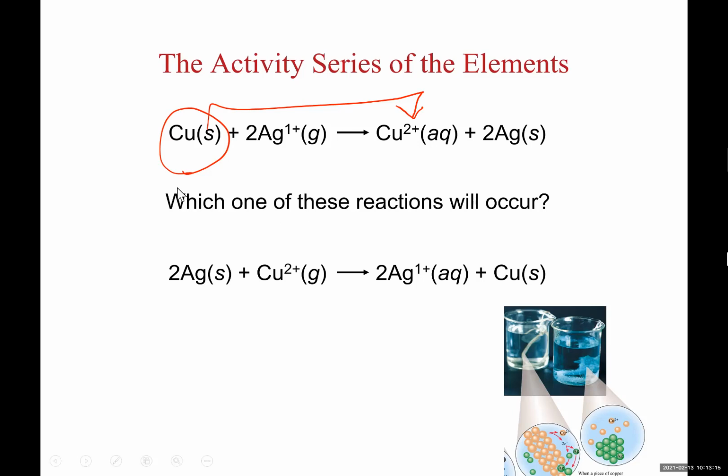That means Cu is a better electron donor than Ag. So Ag is not able to give electron to copper. Ag is not able to produce copper metal from its ion. So this reaction is not going to happen spontaneously, but the opposite reaction, which is the reaction on the top, will happen spontaneously.